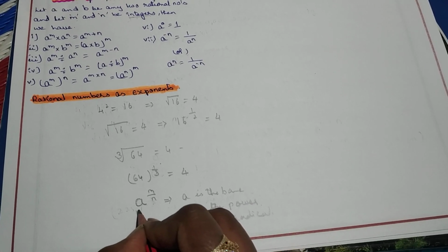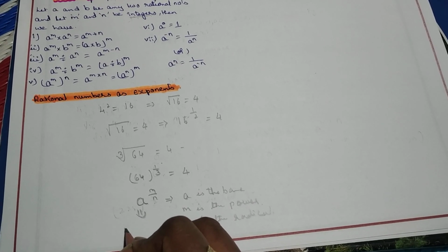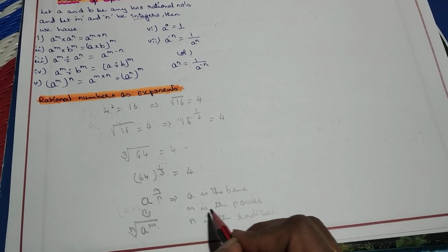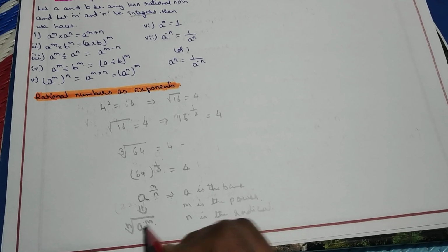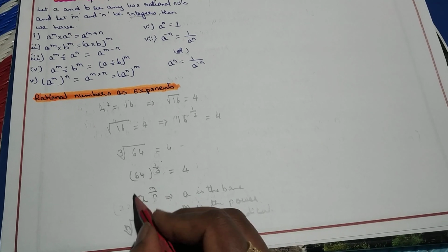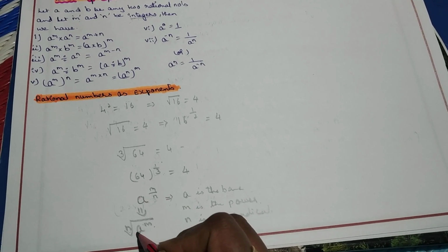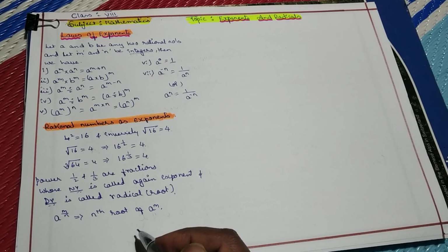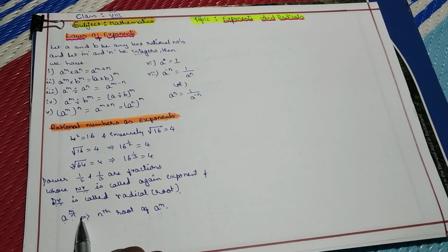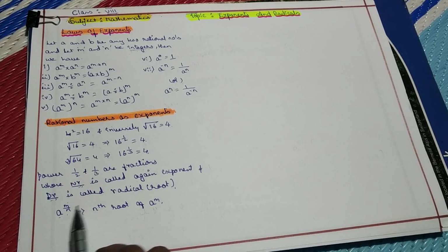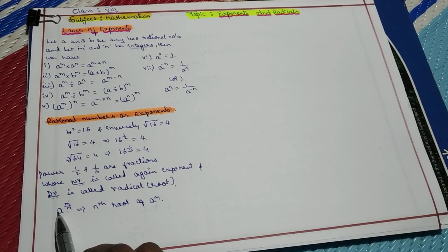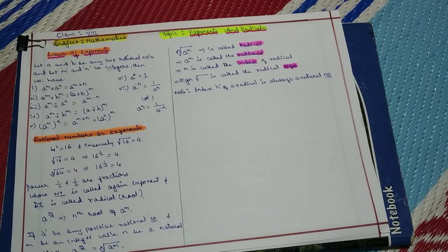Another way I can write it is as the nth root of a to the power of m, where m is the power of the number and n is the radical of this exponential form, that is, nth root of a to the power of m. So generally a to the power of m by n can be read as the nth root, that is, radical is nothing but root, nth root of a to the power of m.